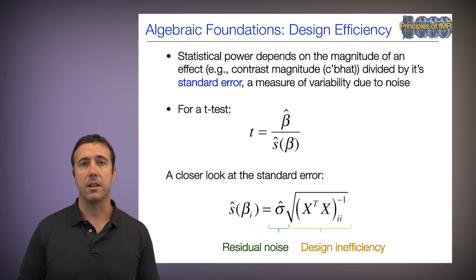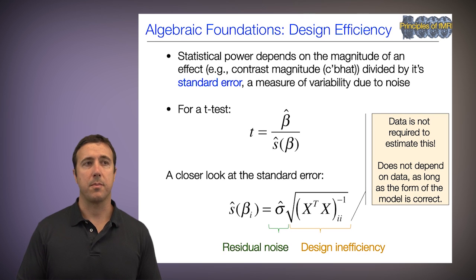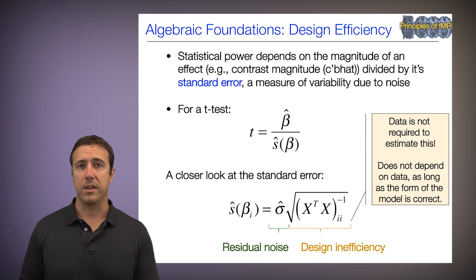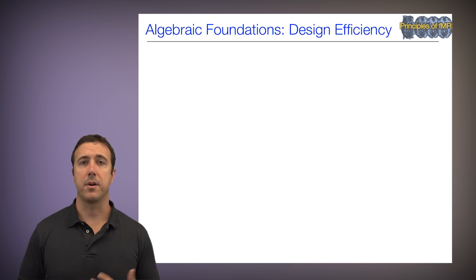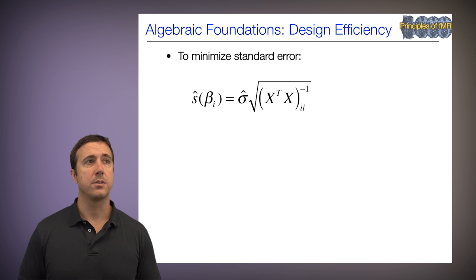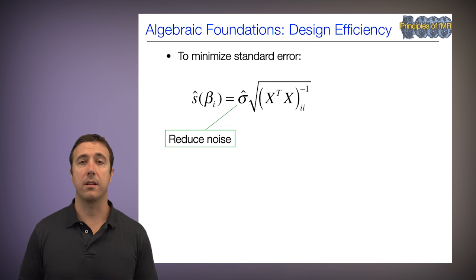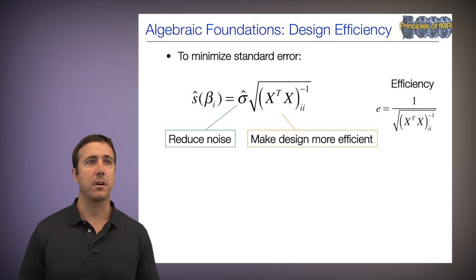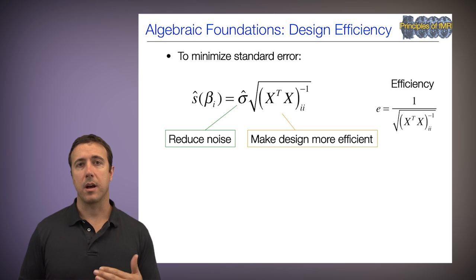So an inefficient design increases your standard errors, decreases your power. So you don't need any data to estimate this, and it actually doesn't depend on the data as long as the form of the model is correct. So we're going to assume for this part of the lecture that we have the correct model, and then, given that, we can optimize the efficiency of the design. So to minimize the standard error, we can reduce the noise in the scanner in a variety of ways, or we can make the design more efficient. So what's useful here is that we can define efficiency as a metric then as 1 over the design-related component of the standard error.